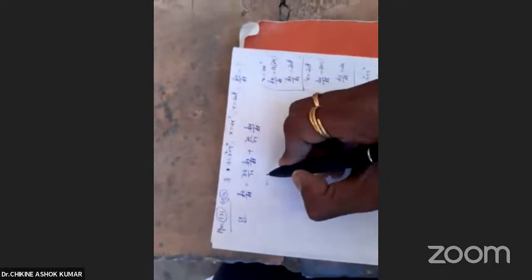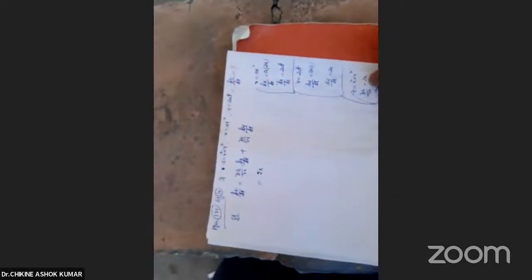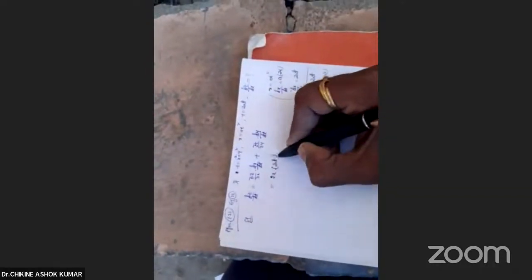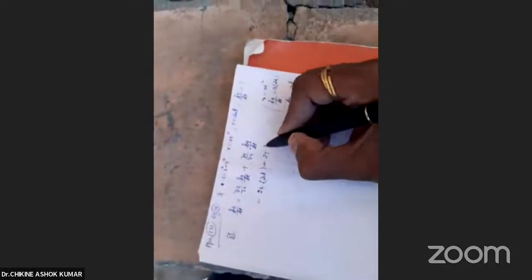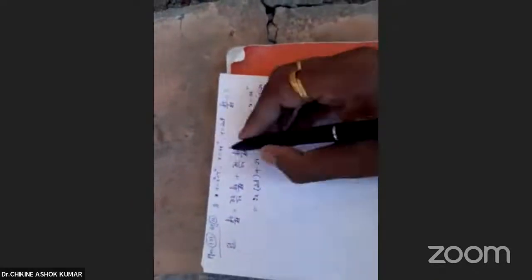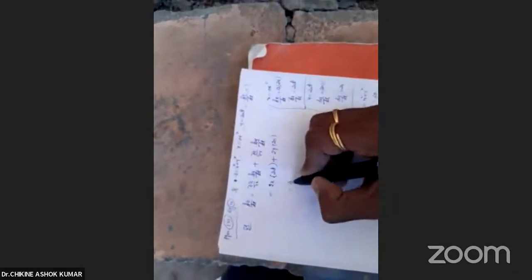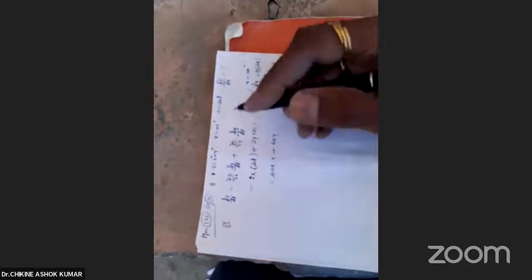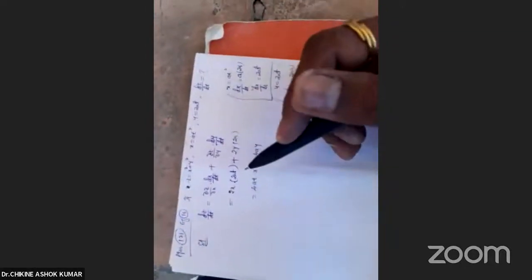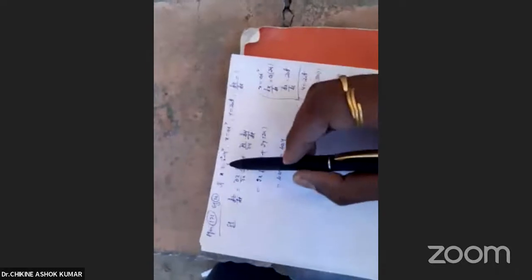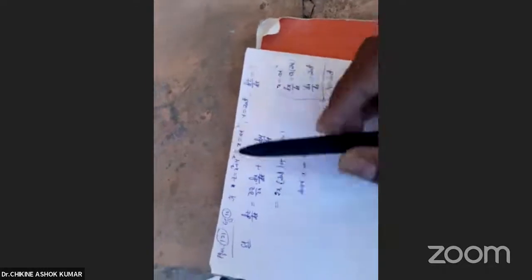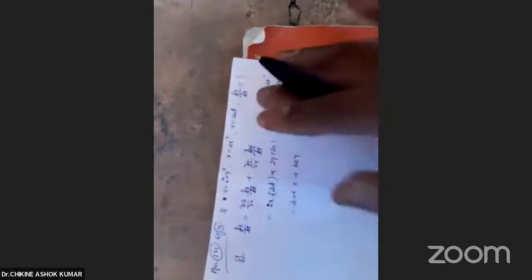So dou z by dou x is 2x, into dx by dt, which is 2at, plus dou z by dou y, which is 2y, into dy by dt, which is 2a. So this is 4at into x plus 4a into y. But you can convert the entire equation completely in terms of t, because our original question is in terms of x and y, but x and y are again in terms of t. So it is better to convert the final answer in terms of only t.